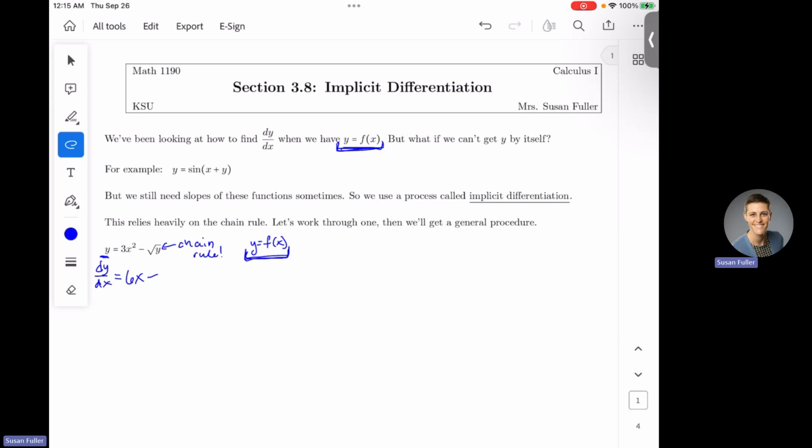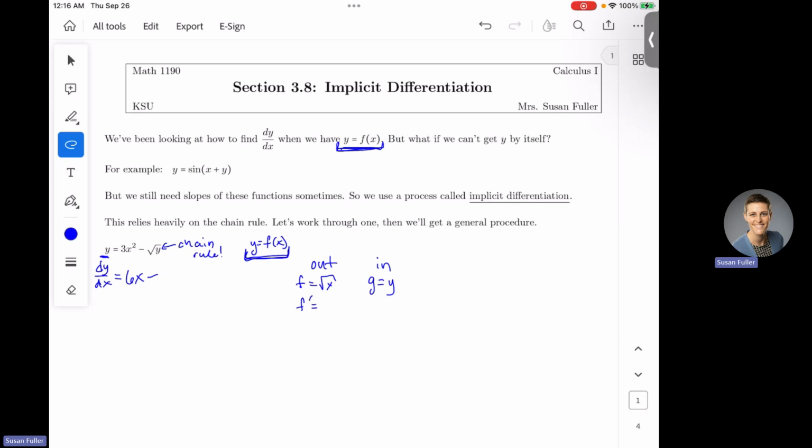I'm going to say, all right, I need to identify my outside function and I'm going to call it f. And I need to identify my inside function and I'm going to call it g. Now my inside function here is y, which is some kind of function of x. I just don't know what it looks like. And my outside function is going to be the square root of x, right? It's stuck inside a square root function. And so now I'm not going to panic. I'm going to follow through my chain rule process.